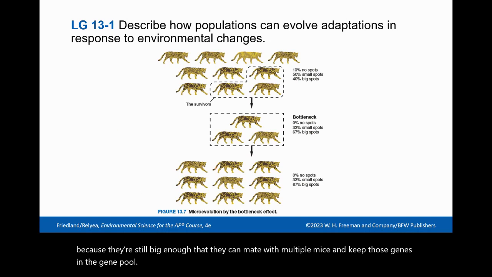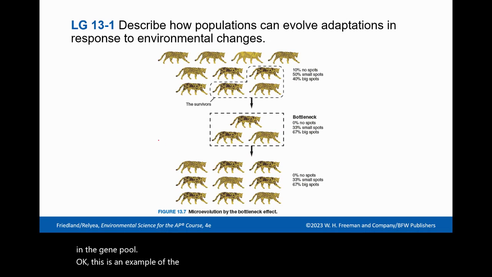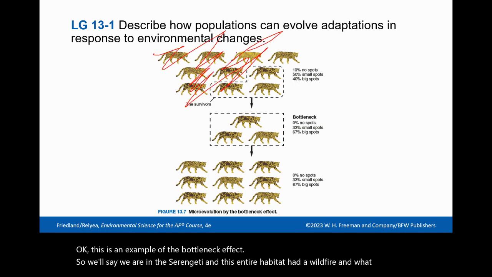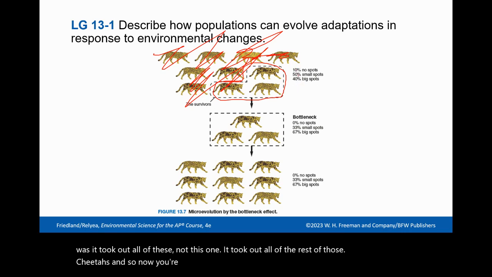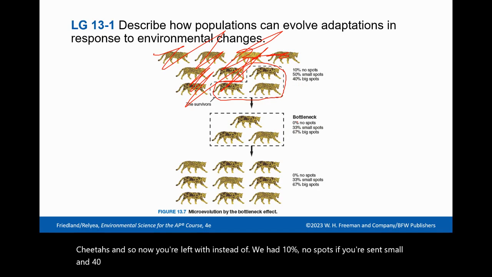Okay, this is an example of the bottleneck effect. So we'll say we are in the Serengeti, and this entire habitat had a wildfire. And what happened was it took out all of these, not this one, it took out all of the rest of those cheetahs. And so now instead of 10% no spots, 50% small, and 40% big, we're left with 0 spots, 33, and 67.